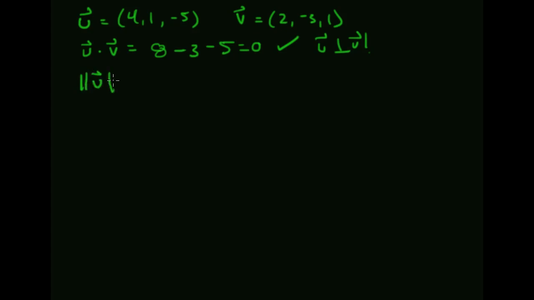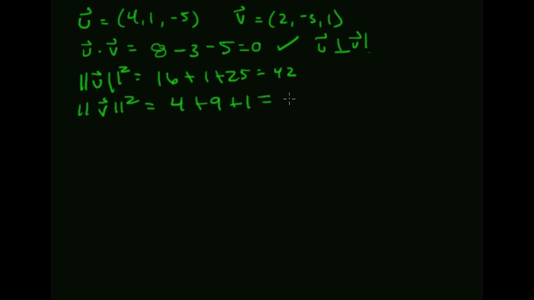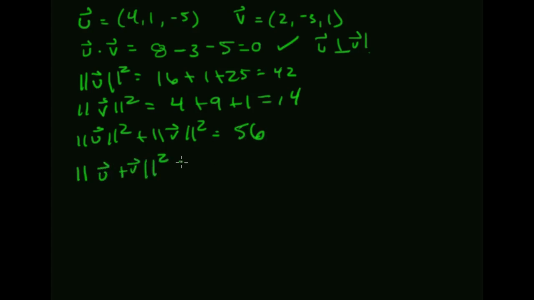All right, so now we have to show the Pythagorean theorem. So let's take the magnitude of u squared, which is going to be 16 plus 1 plus 25, which is 42. The magnitude of v squared is going to be 4 plus 9 plus 1, which is 14. So the magnitude of u squared plus the magnitude of v squared comes out as 56. So now let's look at what the magnitude of u plus v squared is. So this is the magnitude of 6 minus 2 minus 4 squared.